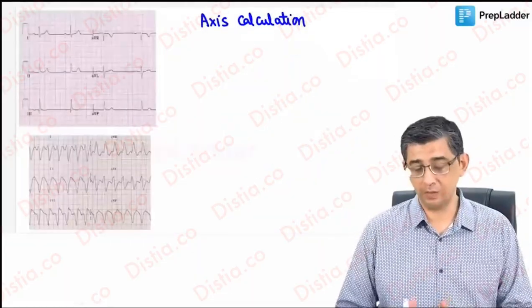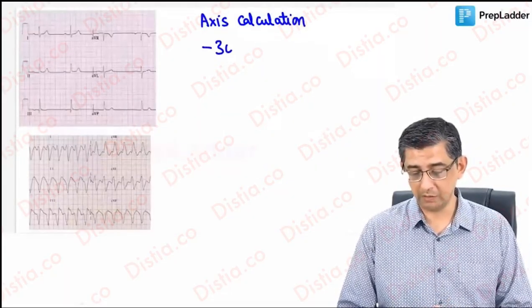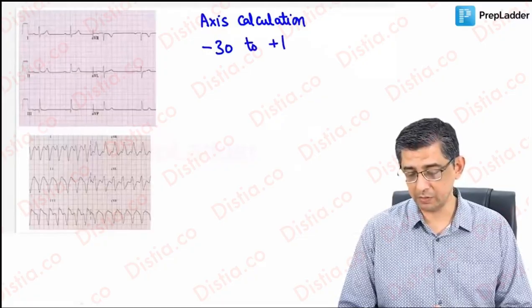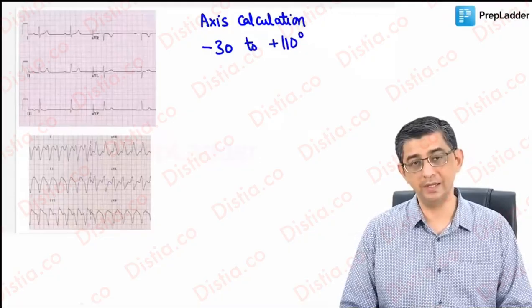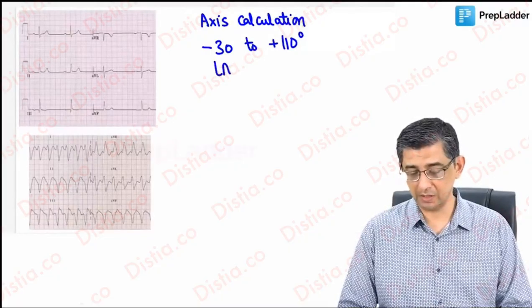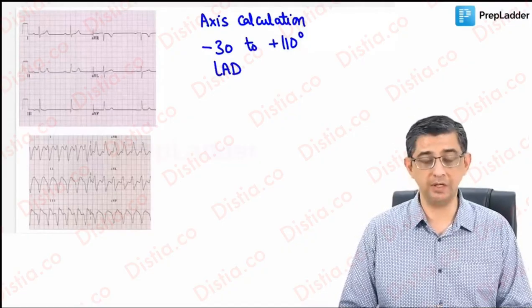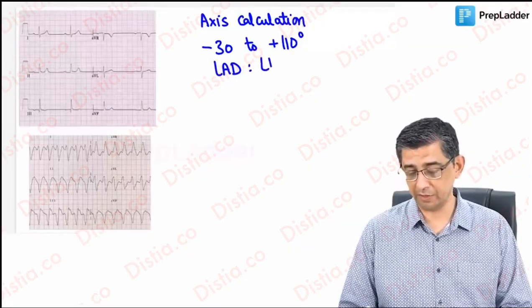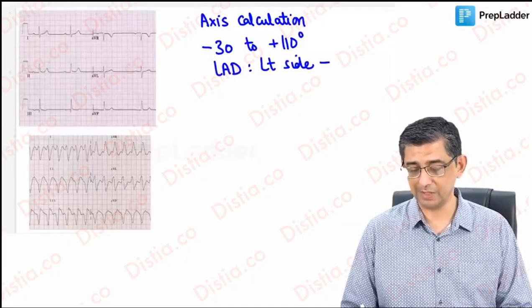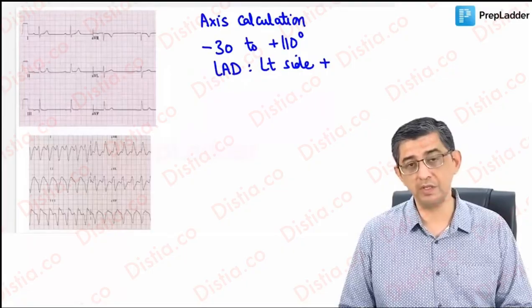When it comes to axis calculation, the normal value should be remembered as anything between -30 to +110, and I'll just teach you how to analyze it. At the moment, the message is that if a person is having left axis deviation, that would mean a value less than -30, then it signifies that the left side of the heart is exhibiting an enlargement. Example could be like ostium primum variety of ASD.